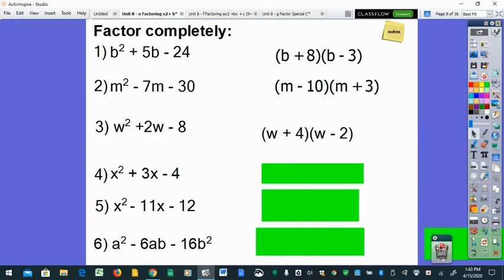My next one should have been w plus 4 and w minus 2. They're opposite operations here because of the negative. And notice the bigger number has to be positive because this is a positive.